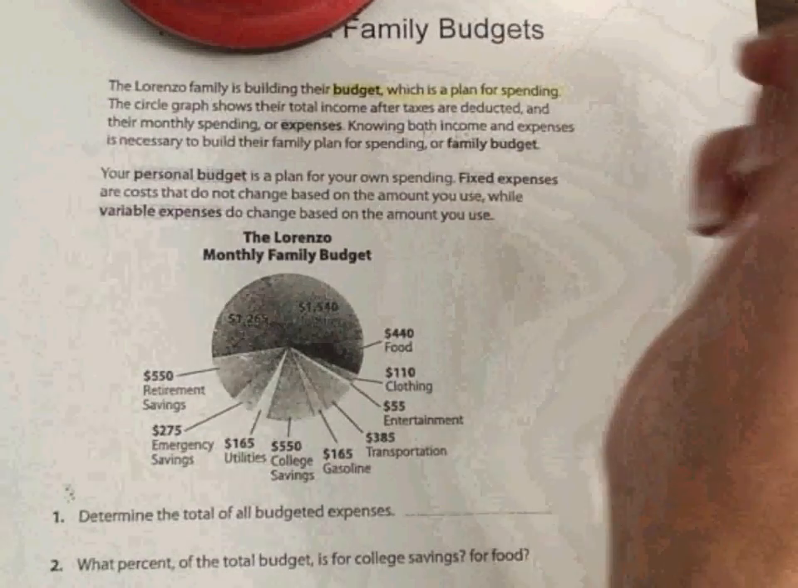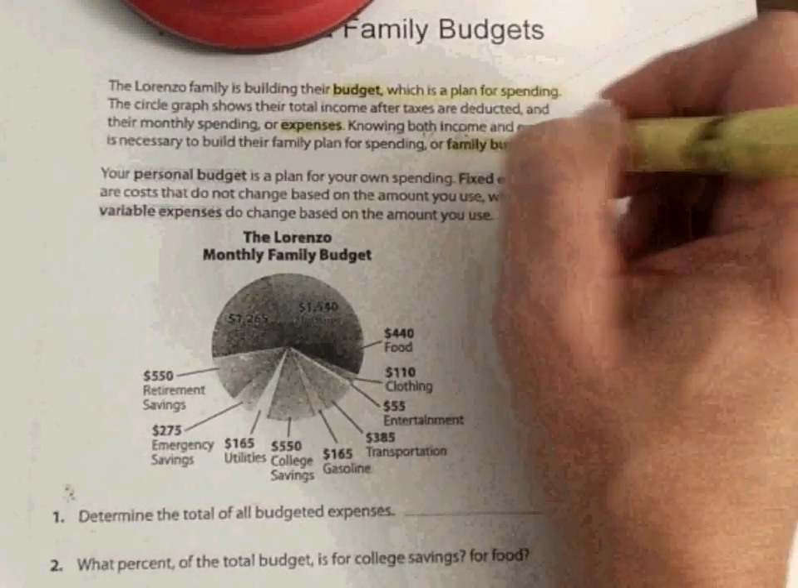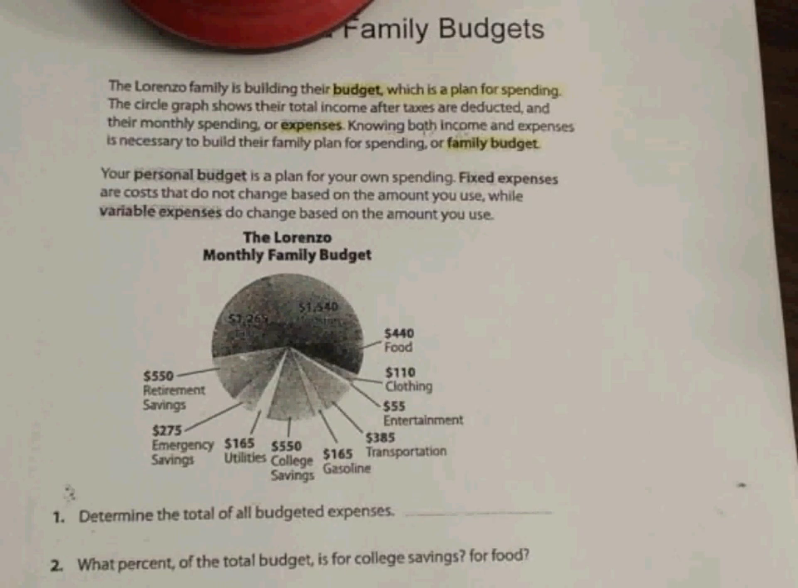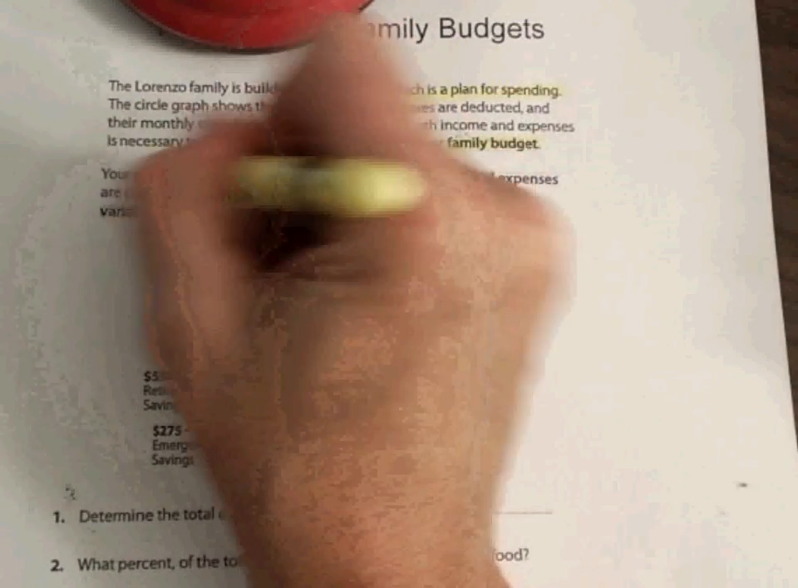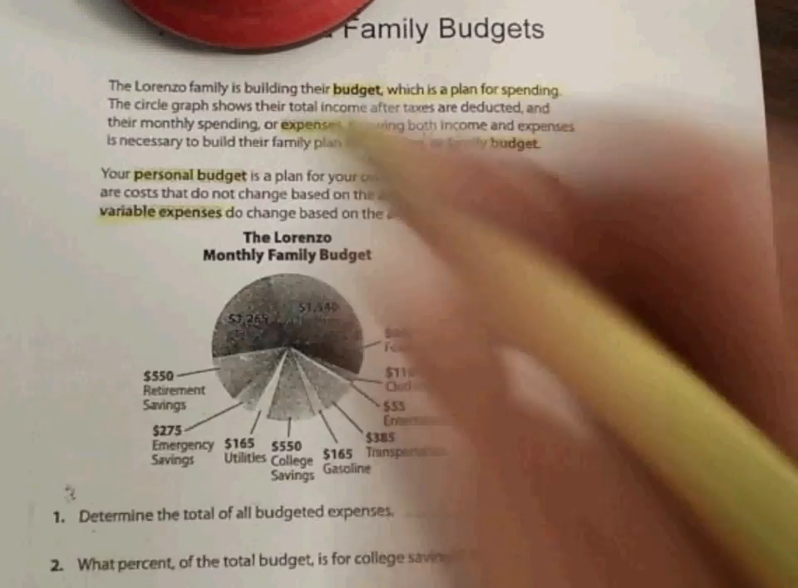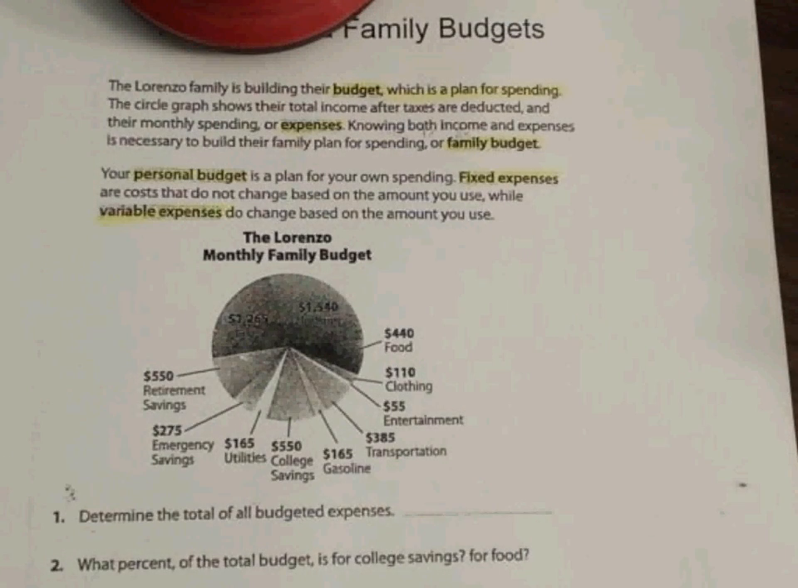These were actually terms in your crossword puzzle vocabulary that you did a couple of weeks ago. Was it 2 weeks ago? Yes, something like that. Okay, so your personal budget is the plan for your own spending. Fixed expenses are the costs that do not change based on the amount you use, while variable expenses do change based on the amount you use.